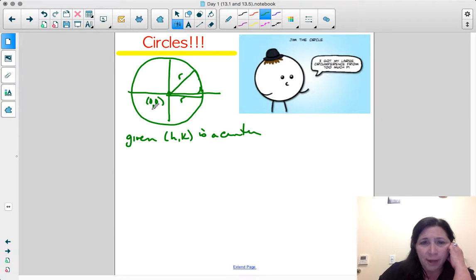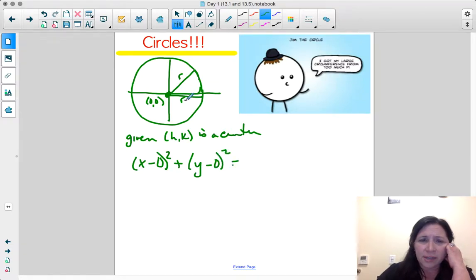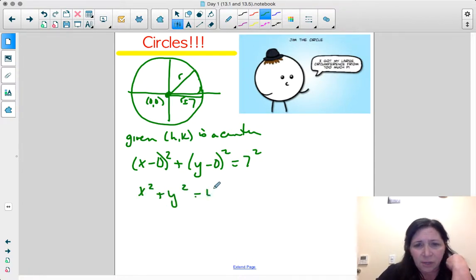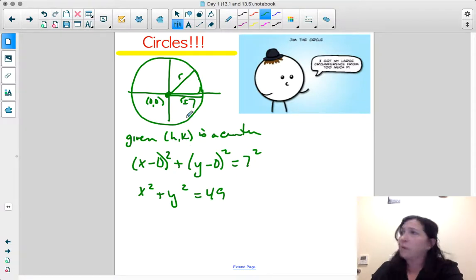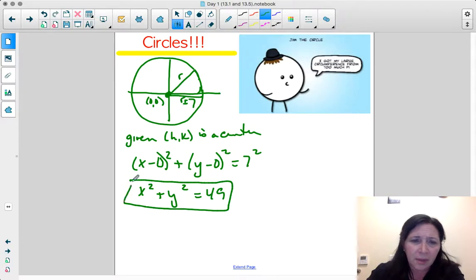You would say that the formula for writing this would be x minus 0 in this case, because that's my center, quantity squared, plus y minus 0 quantity squared would equal my radius squared. Now, let's say I said my radius was 7. This makes this equal to 7 squared, which is 49. So I would be writing x squared plus y squared equals 49, just simplifying with the zeros, and that would make that the equation of my circle.